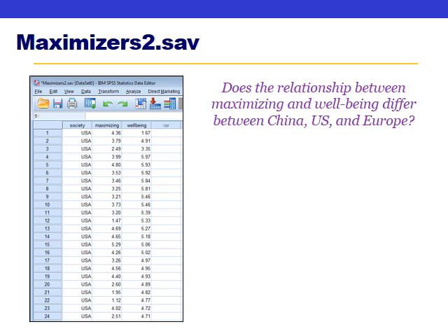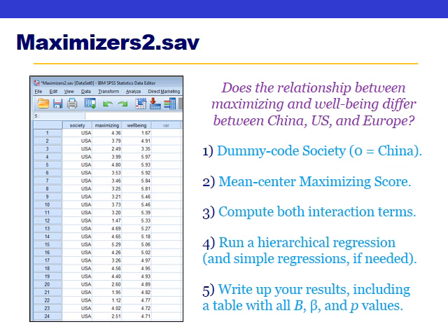So here's the problem itself. We had 3 different cultures, China, the US, and Europe. And for the participants in this study, we knew 2 pieces of information. We knew their maximizing score, where higher scores mean that they're more of a maximizer. And we know their well-being score, where higher scores indicate higher levels of well-being. So what I asked you to do is the following. First, dummy code society, where China is going to be your control group. So you're going to have one dummy variable that compares China against the US, and you're going to have a second dummy variable that compares China against Europe.